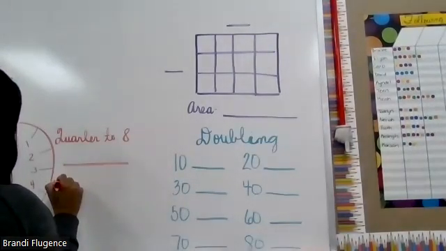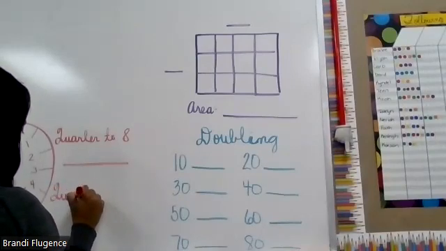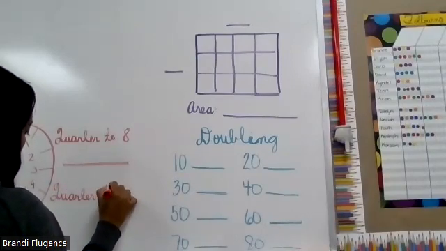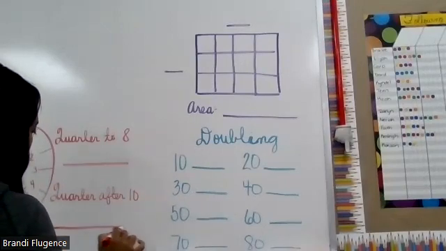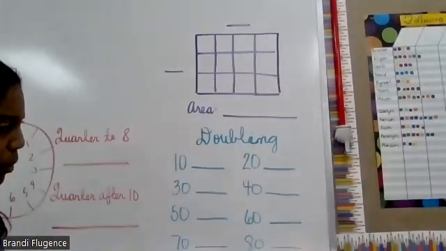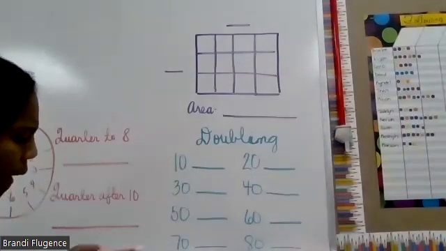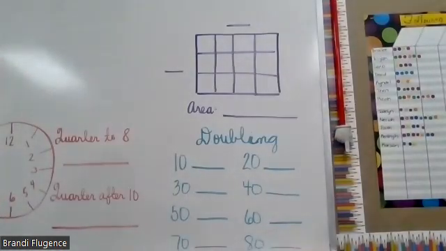3 times 4 equals 9. 3 times what? I'm sorry. 3 times 4. No, not equals 9. 3 times 4 is a 9.